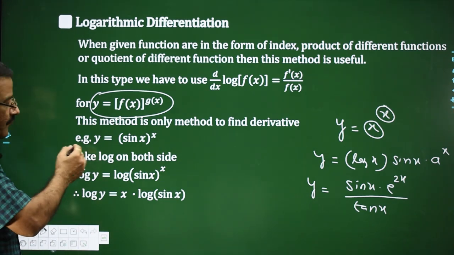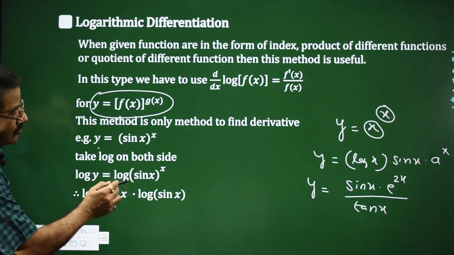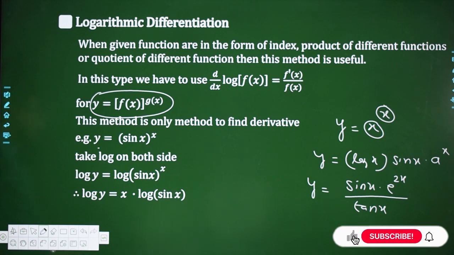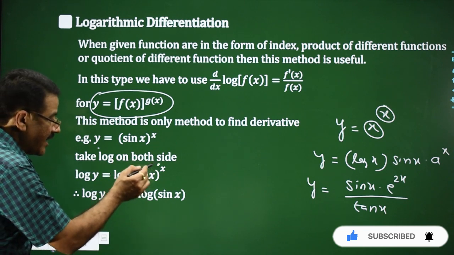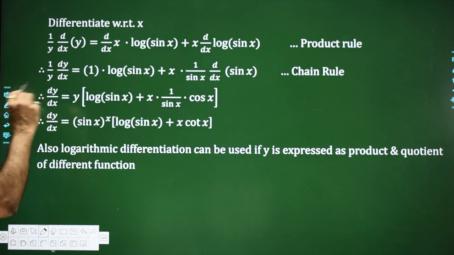So, for example, y is equal to sin x raised to x. First of all, we have to take log on both sides. So, if we take log on both sides, we get log of y is equal to log of sin x raised to x. Now, laws of logarithm must be known to you. So, whenever it is log of sin x raised to x, x will come out and it will be a multiplier of log of sin x, and then further we have to differentiate with respect to x.